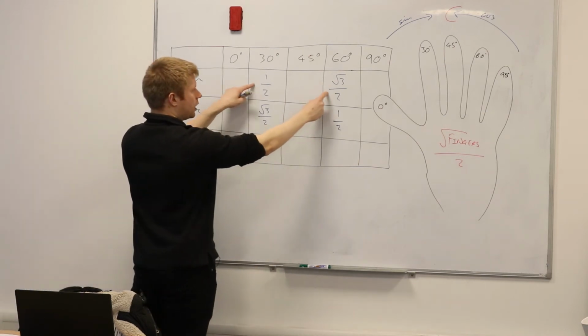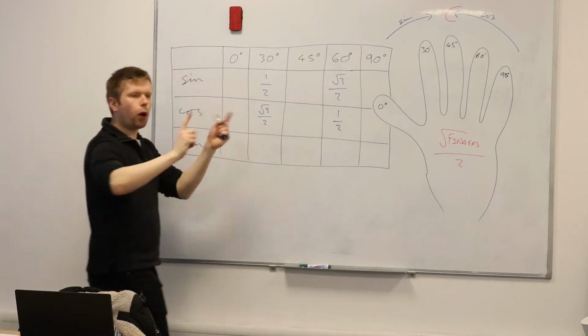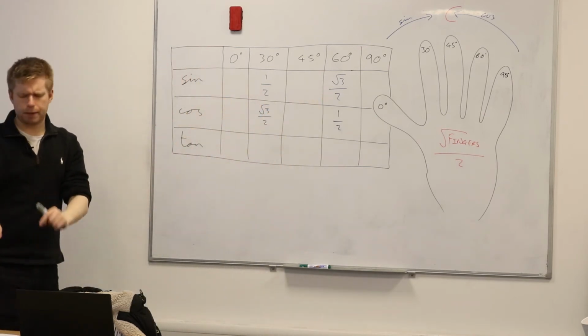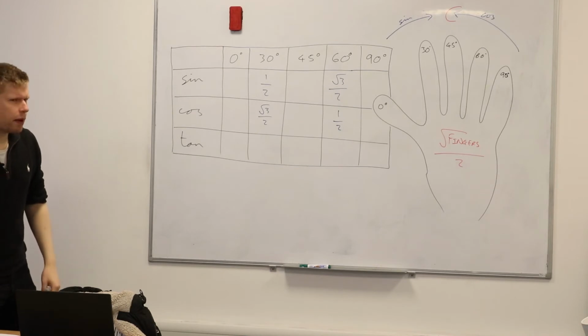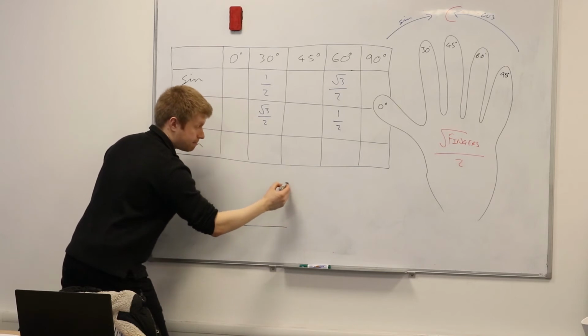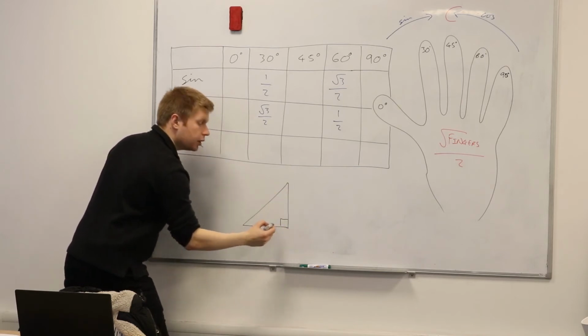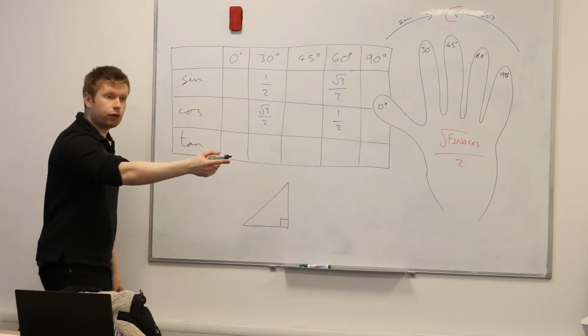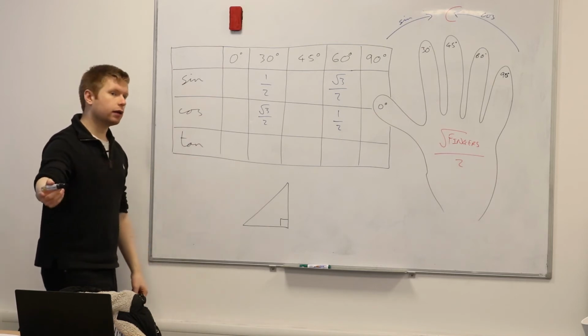Do you notice that sine and cos swap over for 30 and 60 degrees? Can anybody give me a reason why that makes sense? Because 30 plus 60 equals 90. Good. Exactly.